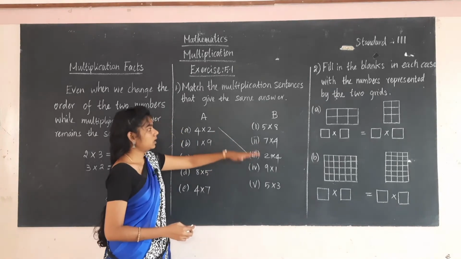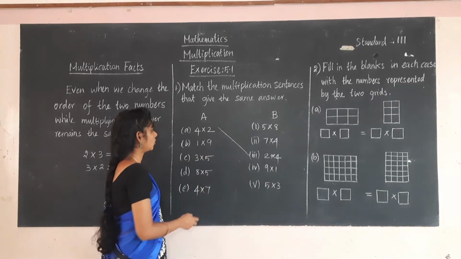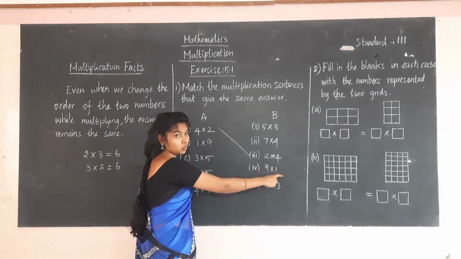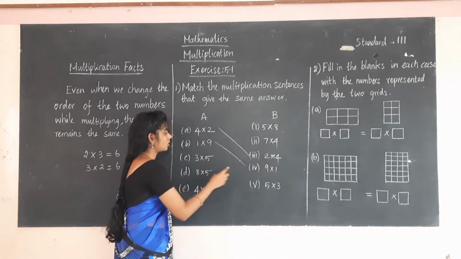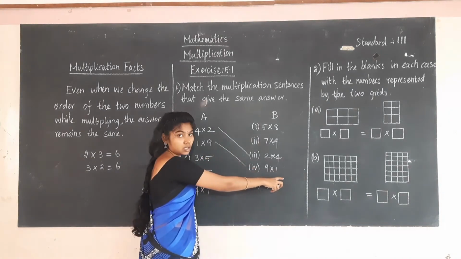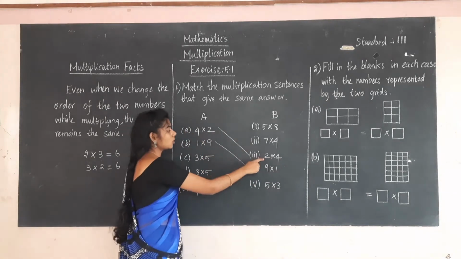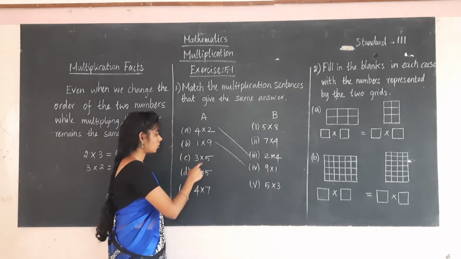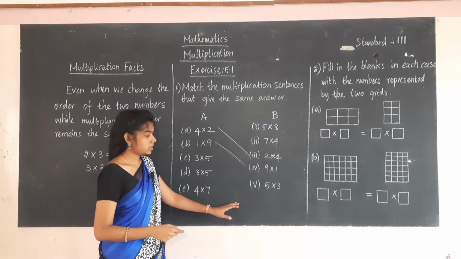Likewise you are going to do the remaining ones. I will do one sum for you. 1 into 9 is the same as 9 into 1, so this is matched to this. 1 9 is 9 and 9 1 is 9. 4 2s are 8 and 2 4s are 8. Likewise you are going to match the remaining parts given here.